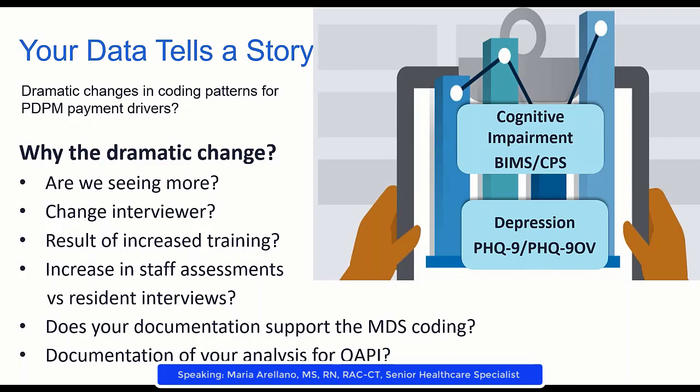So let's consider the cognitive impairment and the depression changes. Just in those two areas, these are two areas that are specific to the resident interview process, right? And so, is it that we are truly seeing more cognitive impairment than we did in Q4 of 2019, or excuse me, that would have been Q3 calendar quarter of 2019 versus Q4 of 2019? I mean, that was a pretty dramatic jump. Are we seeing different patients? Most likely that's not the case, but what is?